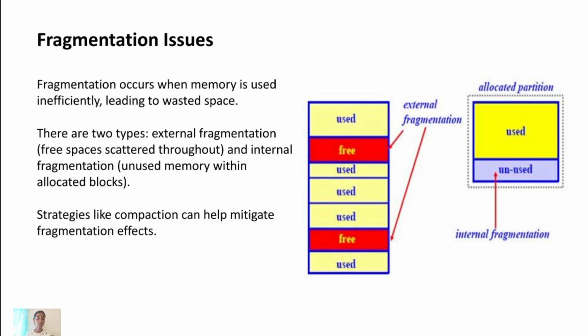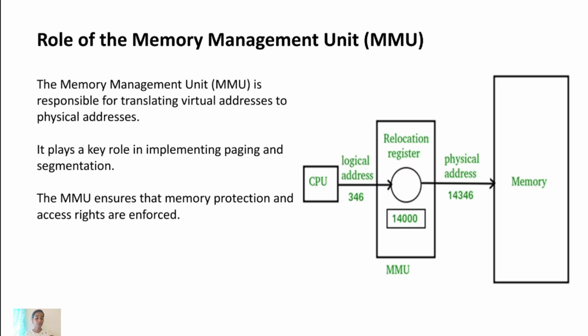The next concept is the role of the memory management unit, that is the MMU. The MMU is responsible for translating virtual addresses to physical addresses. It plays a key role in implementing paging and segmentation, and the MMU ensures memory protection and handles references. Here is the flow chart for the MMU: the CPU produces a logical address, which reaches the relocation register, that is the MMU, holding 14000, and it continues on to the physical address 14346 in memory.